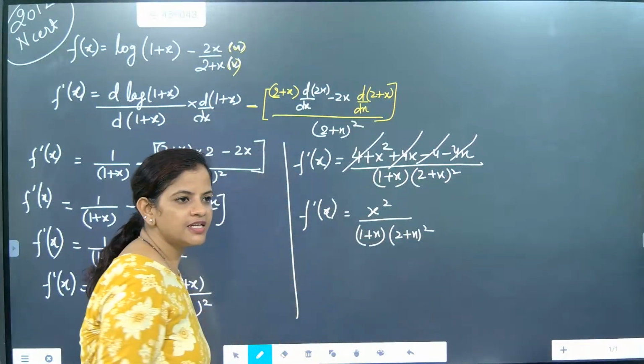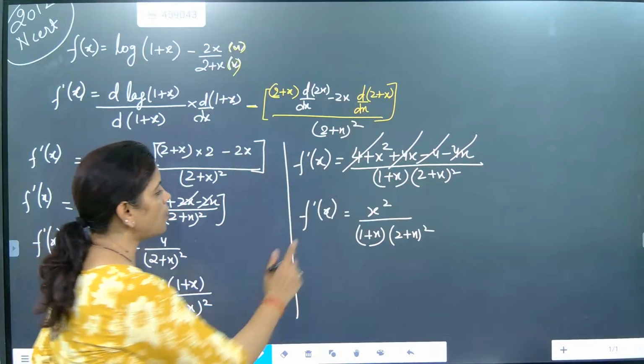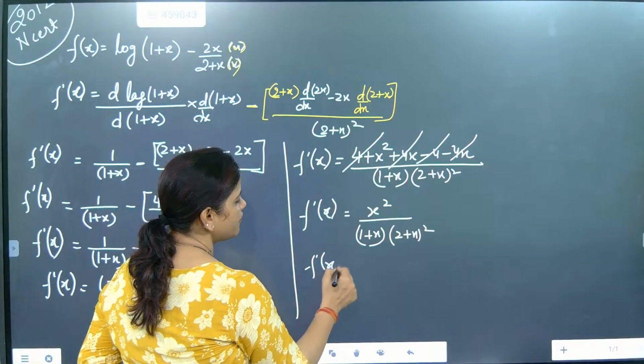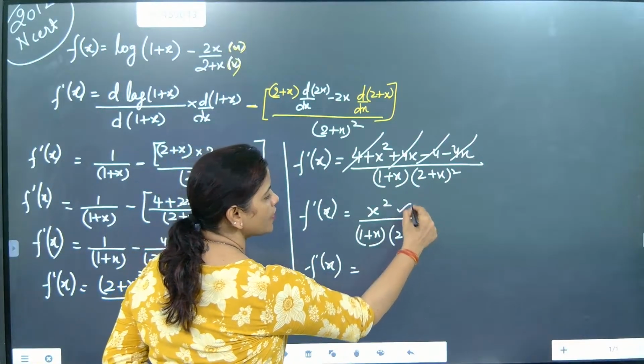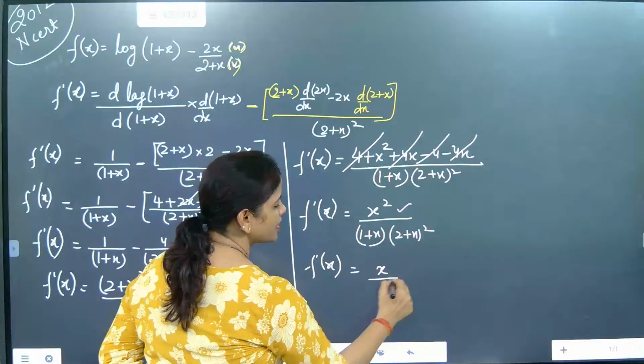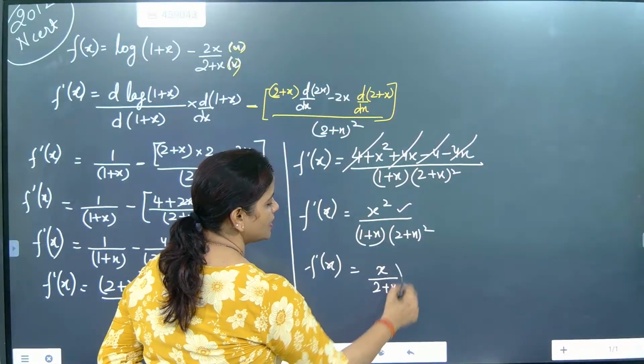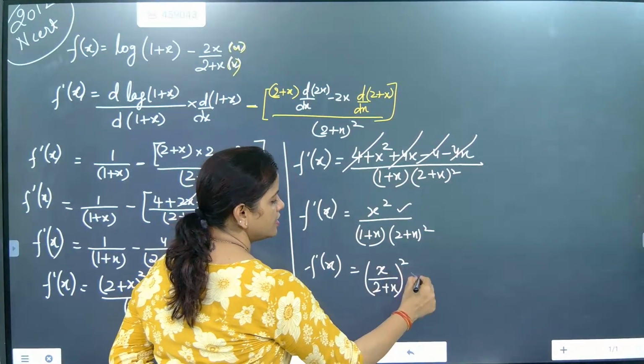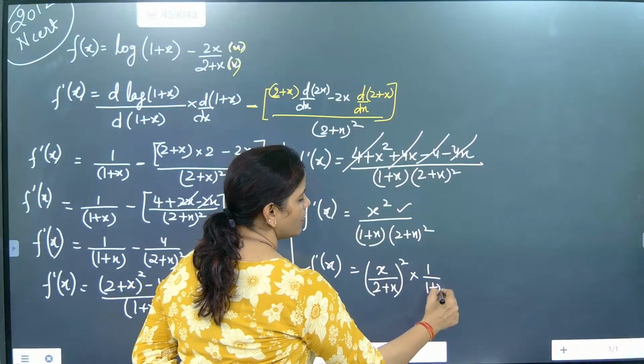So these two things are there. Now what work are we going to do? f dash x is equal to, this is a square, in numerator and denominator. So it will become x square by 1 plus x into 2 plus x whole square.